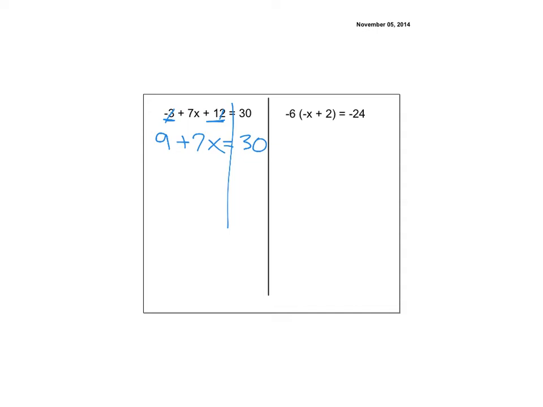Now we're just going to go about solving like we have been. So subtract 9 from both sides. I have 7x equals 21. Divide both sides by 7. X equals 3.